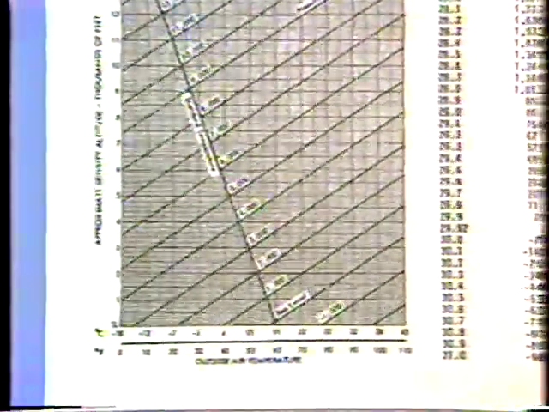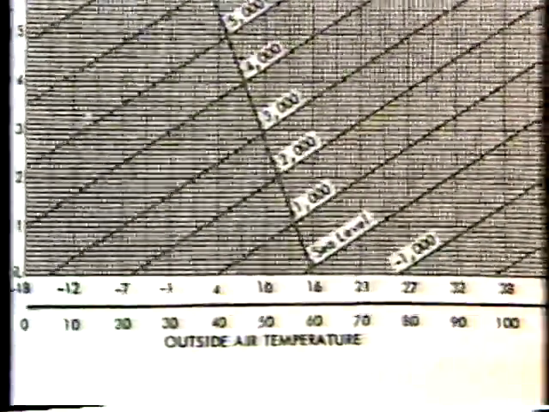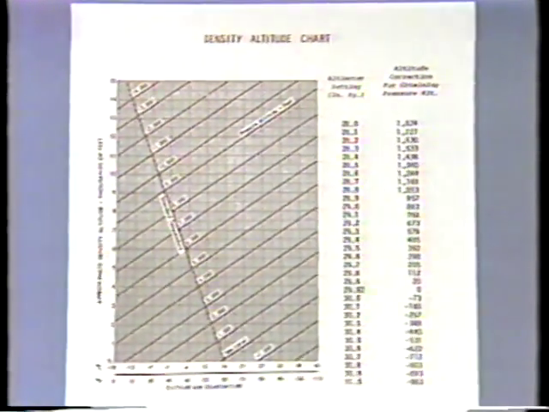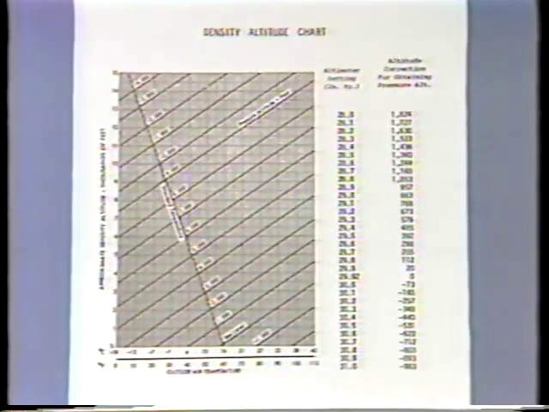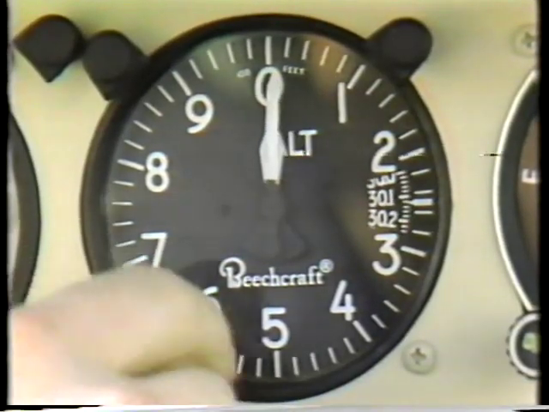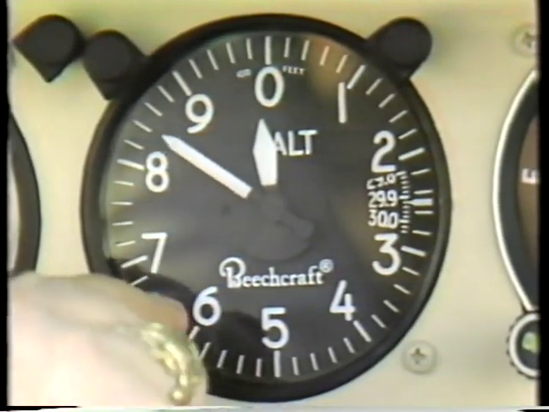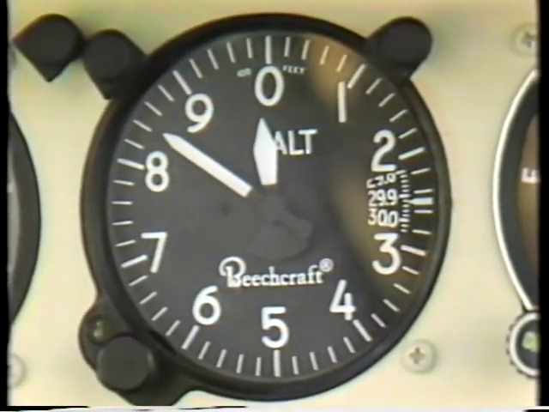To compute density altitude, we need to know the existing temperature and the pressure altitude. Pressure altitude is altitude adjusted for non-standard temperature and pressure, and can be read from the altimeter with the barometric pressure set to 29.92 inches of mercury. You must have pressure altitude to determine density altitude.